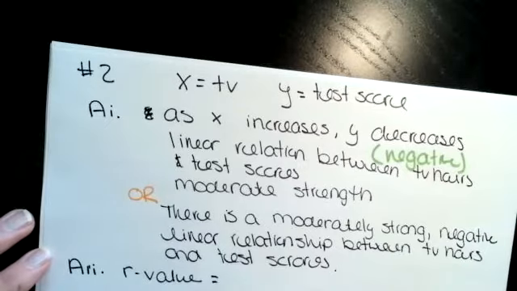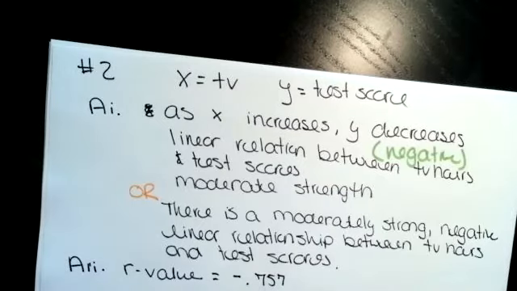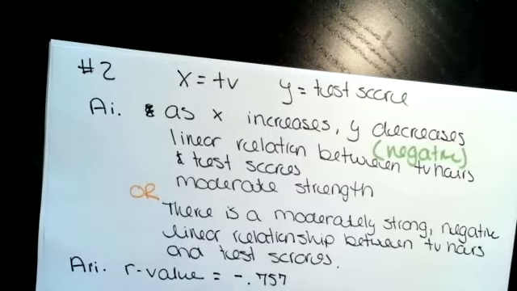Okay? So here we find the R value to be negative 0.757, which confirms my moderately strong negative linear relationship, right? Because if it was like negative 1 to negative 0.8, then we're looking at more of just a strong and not moderate. Okay, so that's our value.